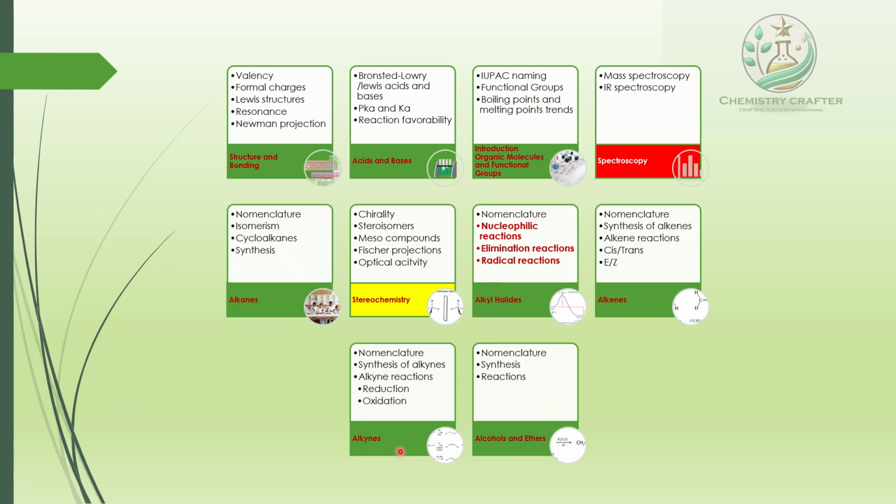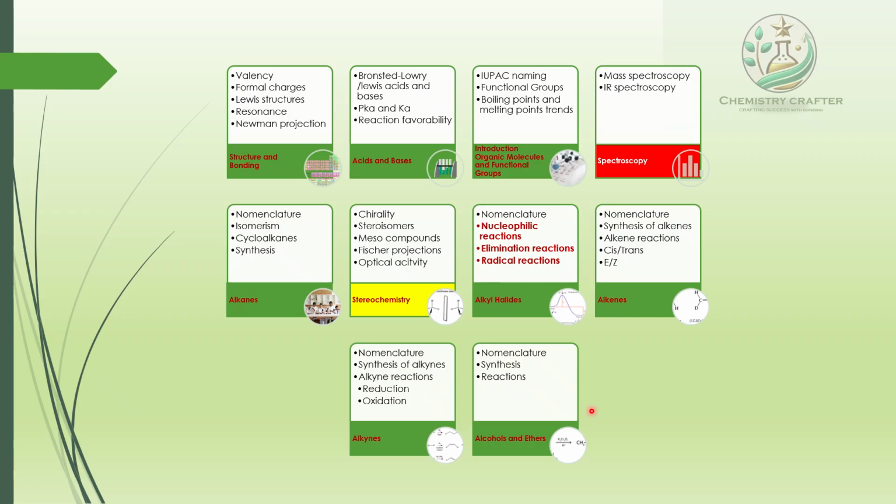And then the other one is alkynes. Alkynes have a triple bond, so you are going to learn more about triple bond reactions. Under alkyne reactions, you'll get introduced to reduction and oxidation. So how do you put hydrogens onto the triple bond to make it into a single bond? That's reduction. And if you put oxygens and remove hydrogens, that's going to become oxidation.